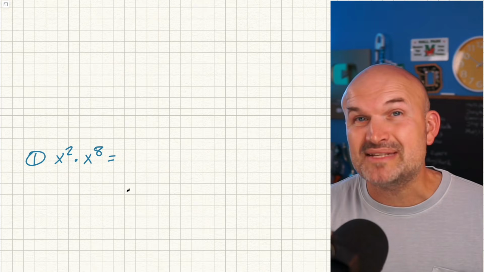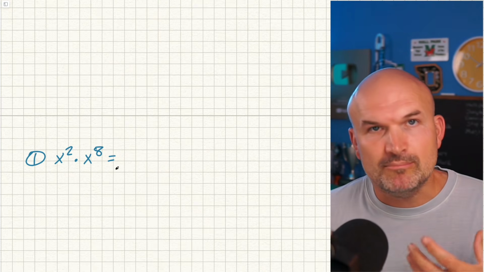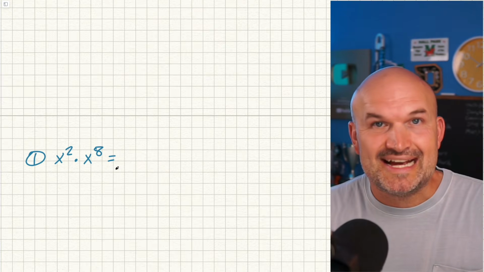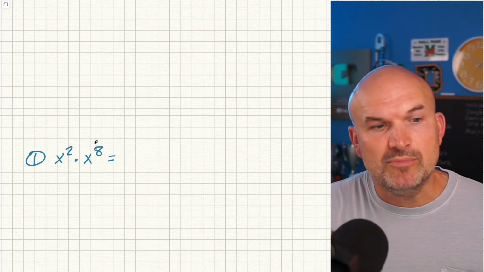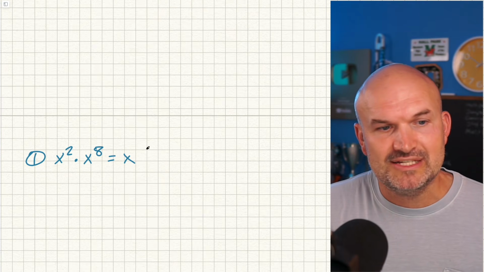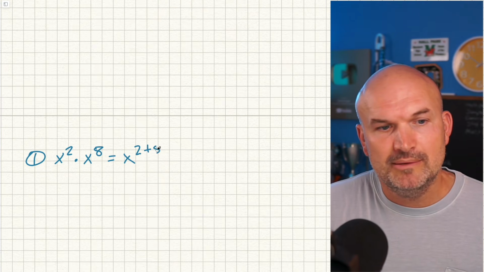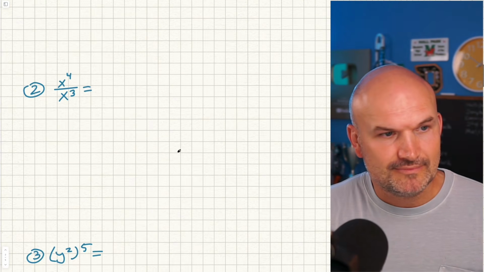So let's go into the first example. I have x squared times x to the 8th. This is what we call the product rule. Remember guys, when you're multiplying exponents, you have to have the exact same base. In this case, we have both x's, and all we're going to do to multiply these two exponents, since they have the same base, is add the powers. So this is equal to x to the 2 plus 8, which is equal to x to the 10th power.